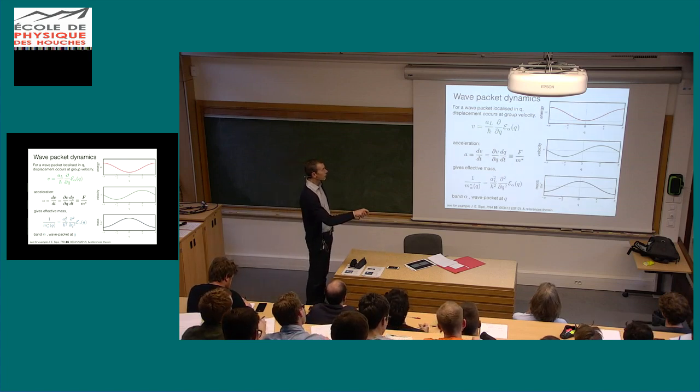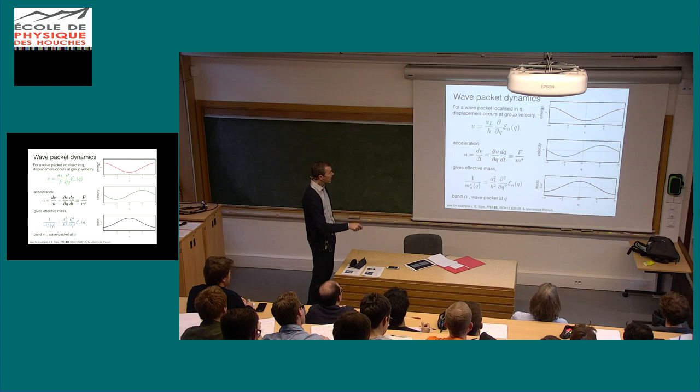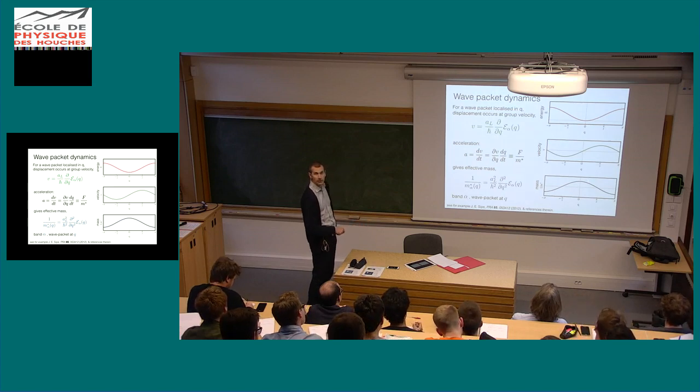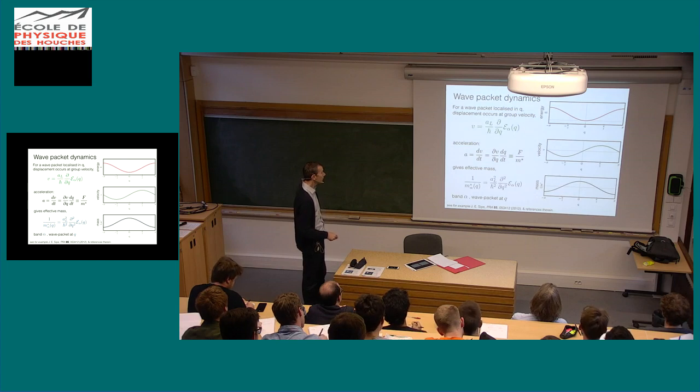I've already drawn this for you. If I have a cosine dispersion relation, you take one derivative, and this is the local group velocity, and you take another derivative, and this is 1 over the effective mass.